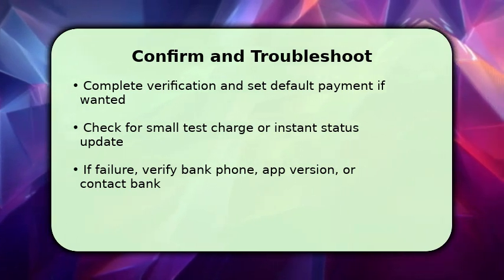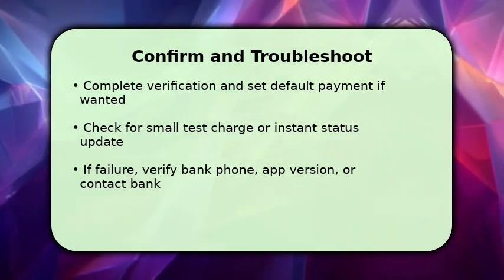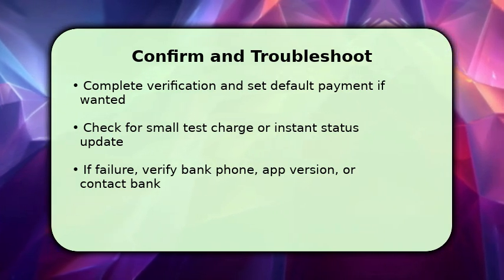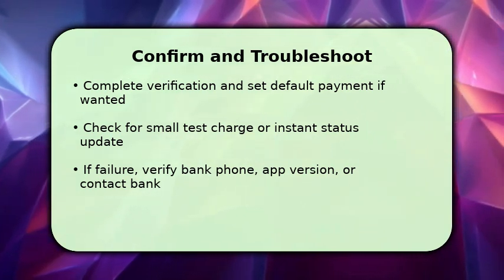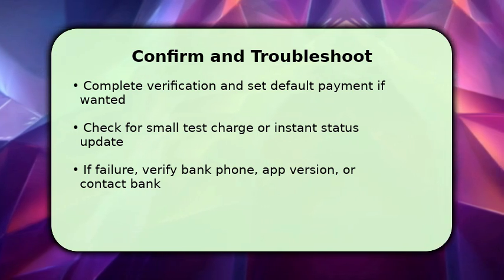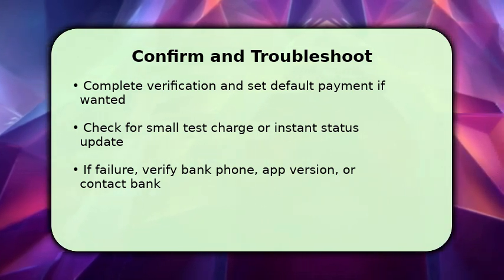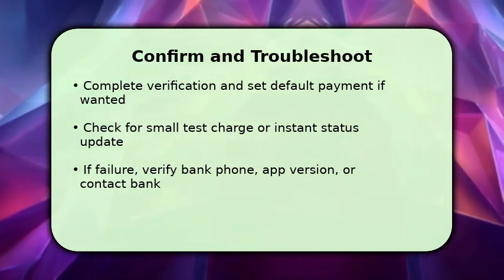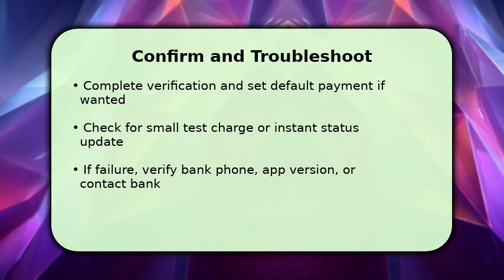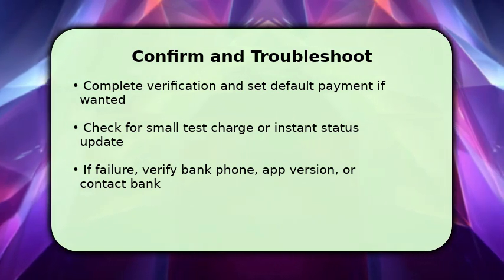If binding fails, first recheck the phone number your bank has, confirm the app is current, and retry the SMS step. If problems persist, contact your bank to enable online payments or ask Alipay support to review the binding logs. That one troubleshooting tip usually resolves most issues.